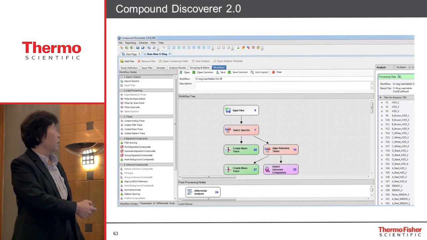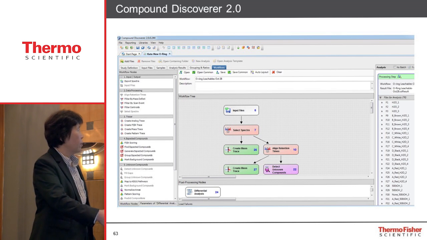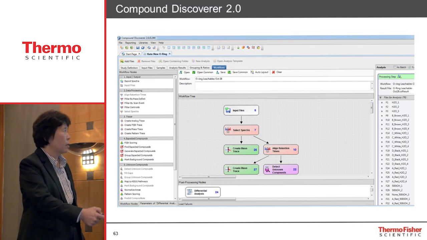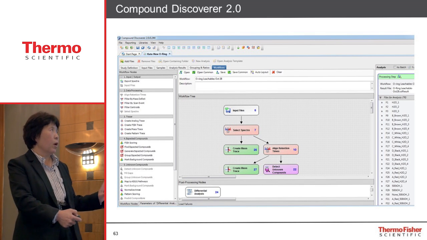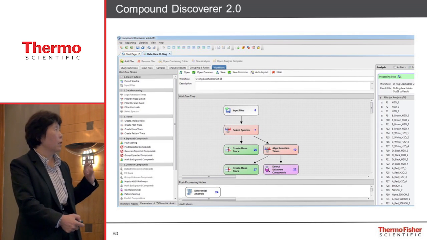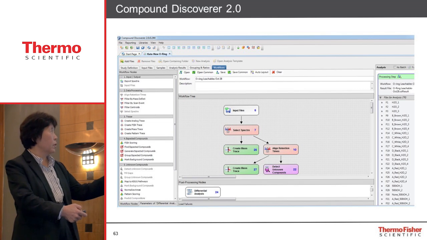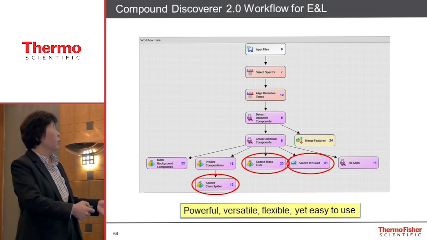This is how Compound Discoverer looks. On the left, you have all those nodes. Based on your need, you can just drag and drop, put them here, and then this is all your samples. By the way, we did 4 different O-rings extracted using 4 different solvents, and then we did duplicates. So everything is there, and this just shows you the workflow.